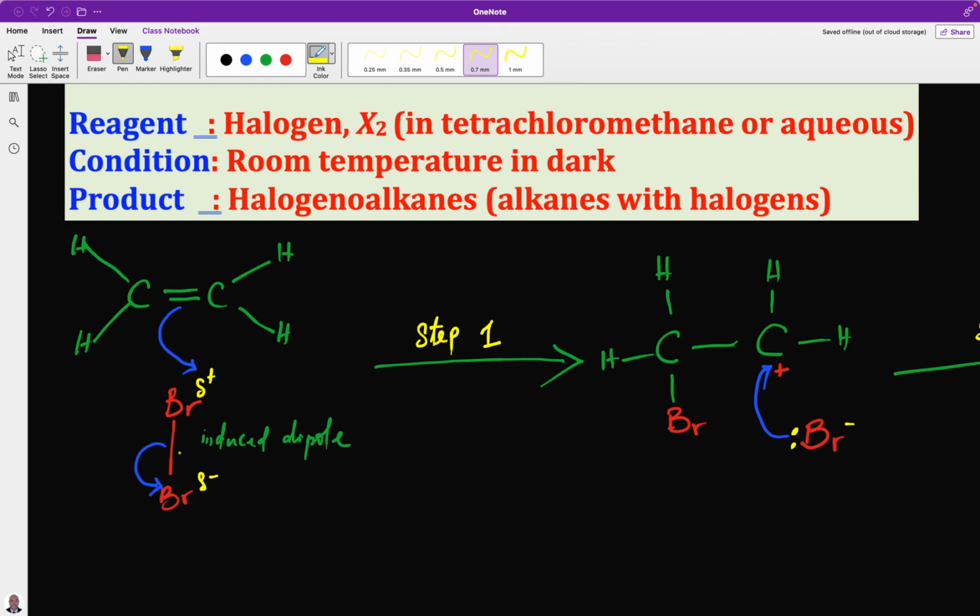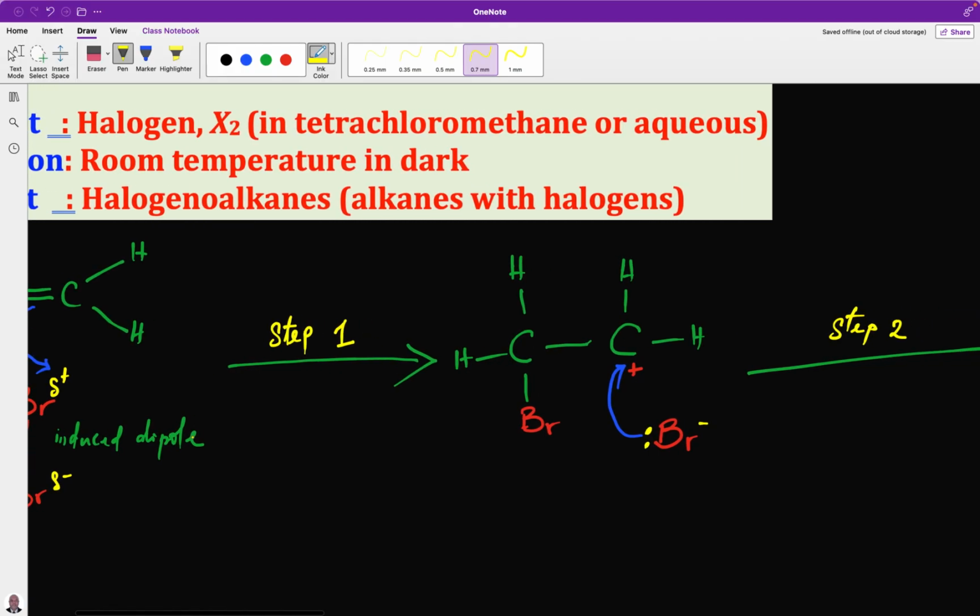Heterolytic fission. What is heterolytic fission? One of the atoms, or one of the ions, will go with the bonding electrons, while the other one will have no electrons attached to it. Now, it leads to what? They may ask you, what is the intermediate formed here? The carbocation is an intermediate formed in this process. This is the intermediate, the carbocation.